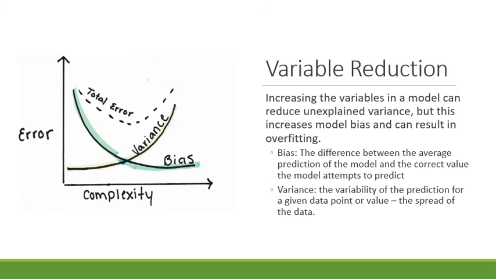Okay, so variable reduction is all about finding this sweet spot with our model where we are not overly complex, but we also don't have a lot of error. So increasing the variables in a model can reduce the unexplained variance, but it increases the model bias and can result in overfitting.